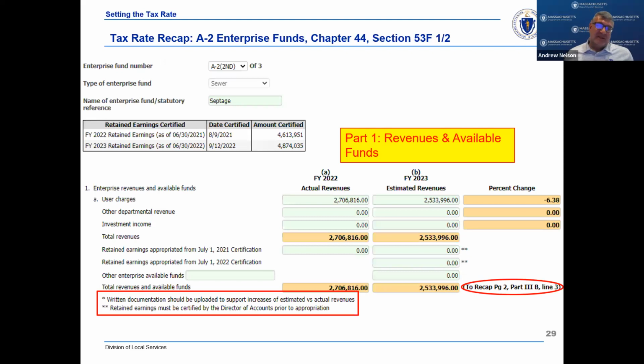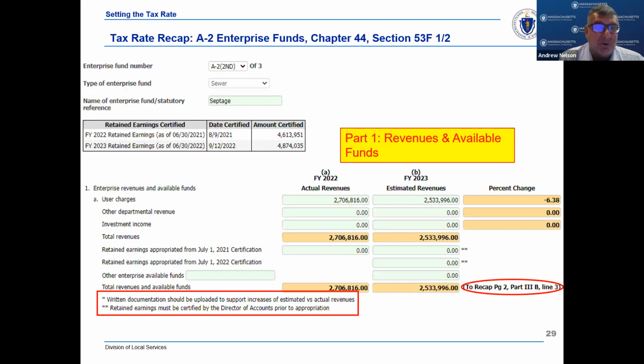All right, the A2, these are for your enterprise funds. These are the most common thing that will hold up your tax rate, I would say. Just getting these filled out properly, and some places have many of these. I know Tom has a community that has, I think, 9 enterprise funds. I have one with 7. So there are some communities that have just a lot of these. The opportunity for making an error or for missing something is very high, so they can be very high stake for the timing of getting your recap approved.